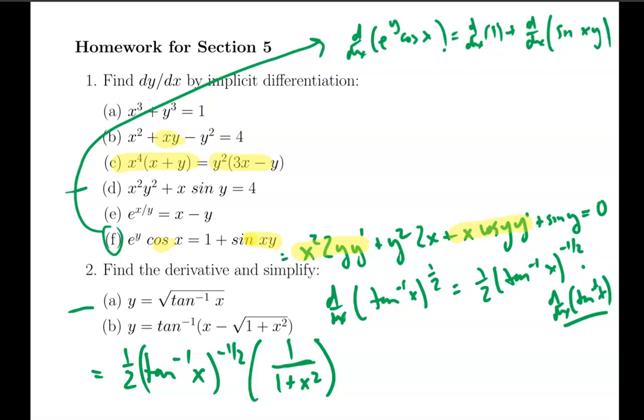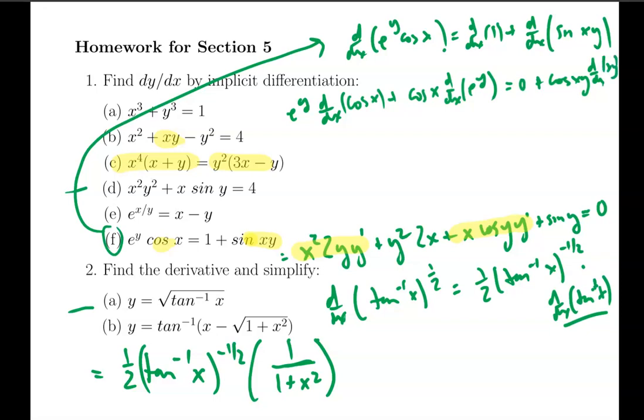Okay, so again, we'll set up the first one here on the left-hand side as a product rule. So I have e to the y times d dx cosine x. That's just gross. Plus cosine x times the derivative of e to the y is equal to 0, plus the derivative of the sine of something is cosine xy times the derivative of xy.